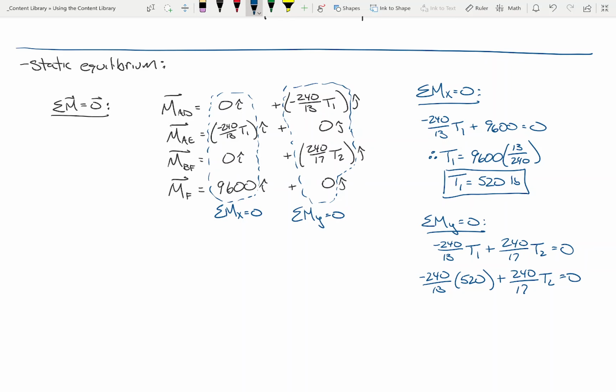So now, if we sum moments in the y direction, or about the y-axis, so all we've got to do is solve. So T2 is going to be, what is that? 240 times 520 over 13, and then 17 over 240. So the 240s are going to cancel, and what does T2 equal? That's 520 over 13, so that's going to be 40. 40 times 17 is 680. Did I do that right?